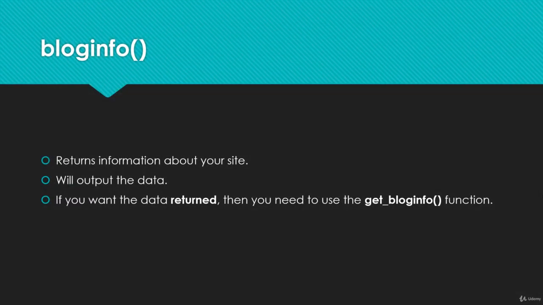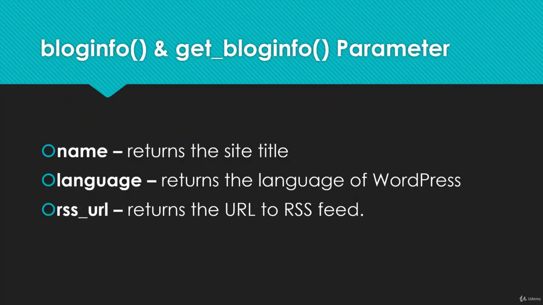The next function is the blog info function. This function will return information about your site. There are 2 versions, which are the bloginfo and get_bloginfo functions. Something worth highlighting is that you can only retrieve one value. The value returned depends on what you pass into the function. Here are some examples of what you can pass into the function. You can pass in the same values to both functions. The only difference is that the bloginfo function will echo out the value and the get_bloginfo function will return the value.